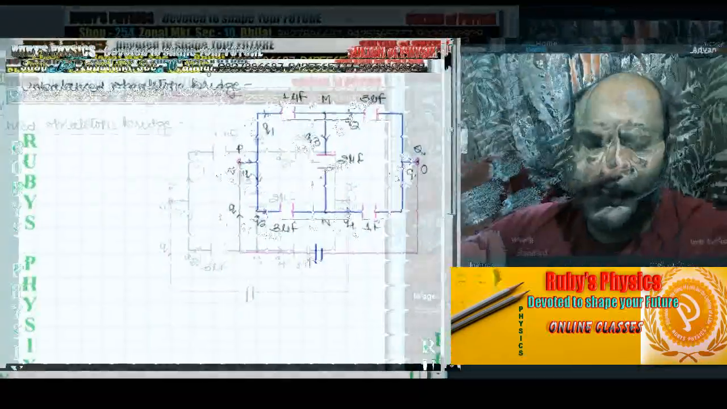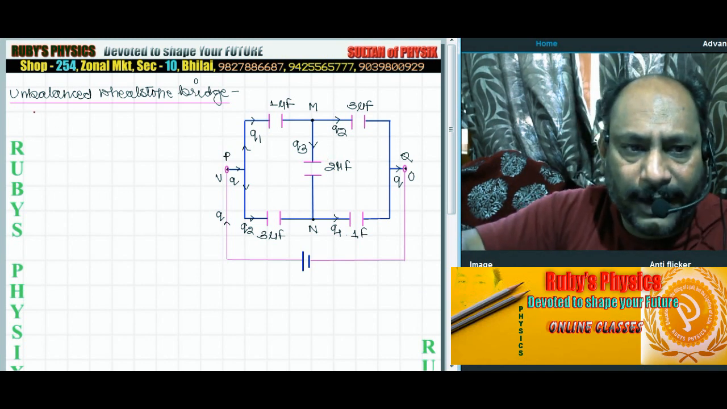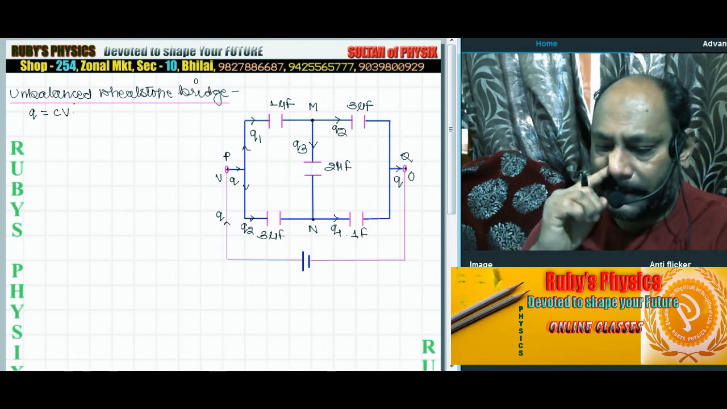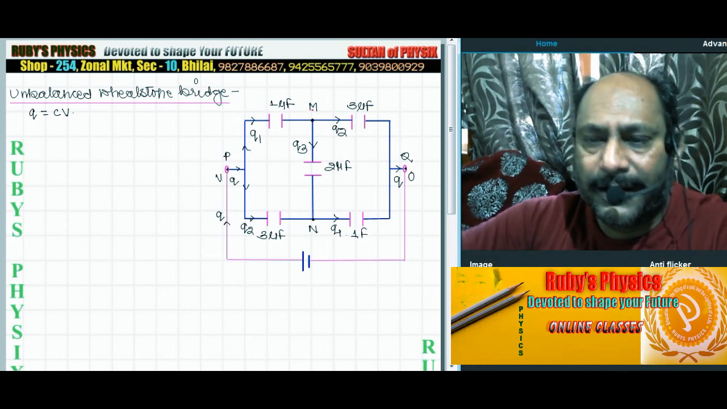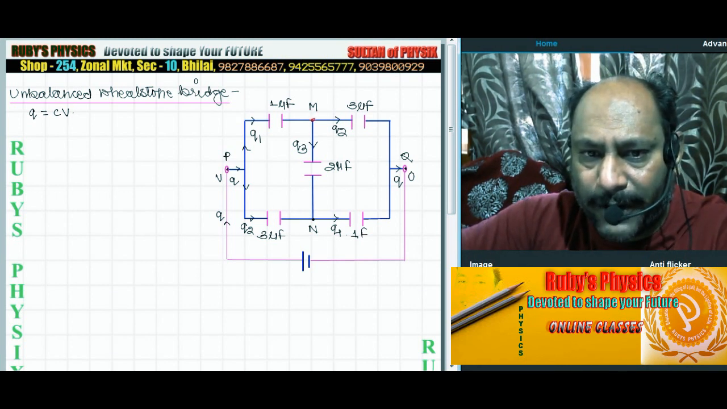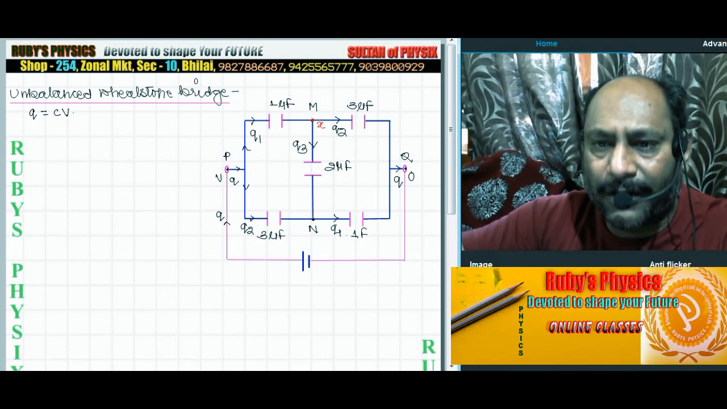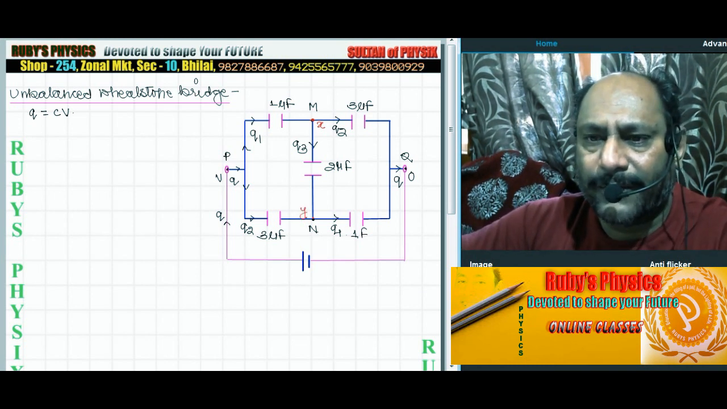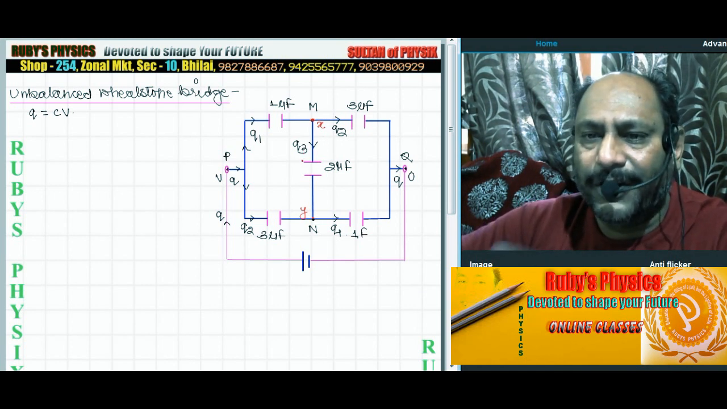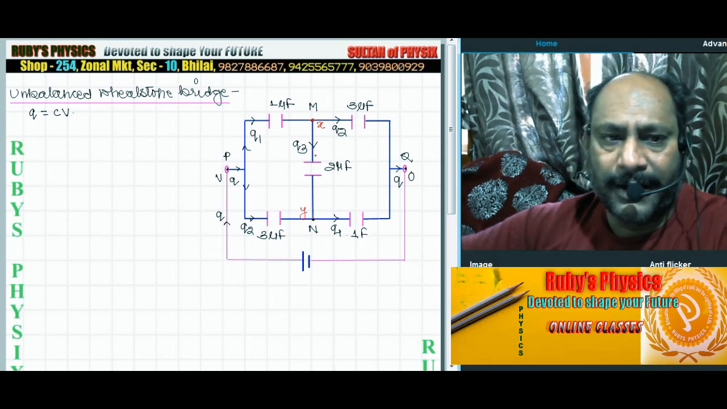Okay? Now with this concept, in this chapter you have only one formula, and the formula is Q equals CV. Is that clear? Chalo. Now let me take the potential of this point M as X. Let me take the potential of this point N as Y. Whatever you want to take. These quantities that we have taken will not come in the final result. They will all be balanced or cancelled or nullified. Clear?